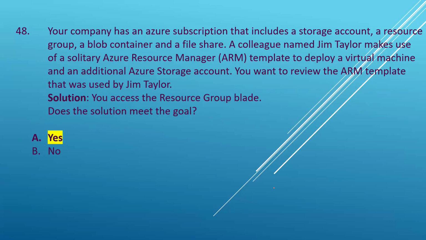Yes, this is the correct solution. To view a template from deployment history, you just need to go to the resource group and you should be able to see the result of the last deployment. Upon clicking on this, it will show you the summary of the deployment, which will include the template used for deployment and the parameters passed.